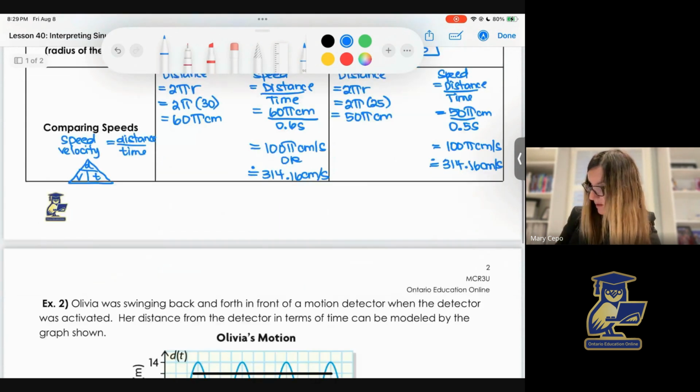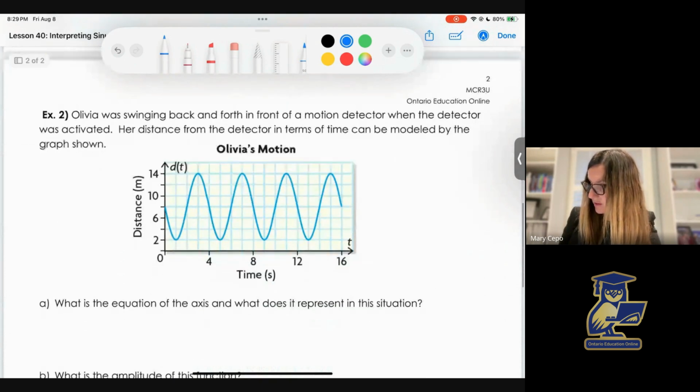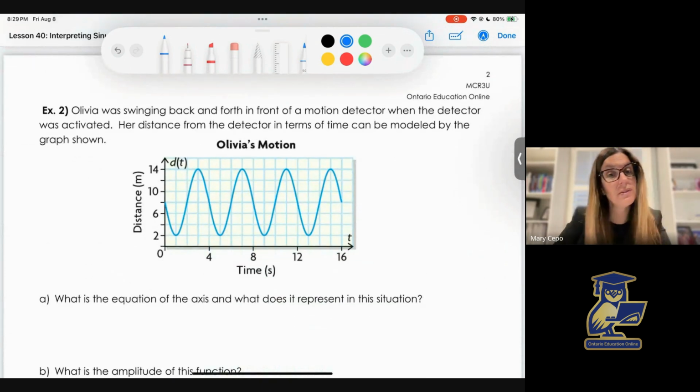Okay, moving on to example number 2. Olivia was swinging back and forth in front of a motion detector when the detector was activated. Her distance from the detector in terms of time can be modeled by the following graph. Distance is in meters and time is in seconds. What is the equation of the axis and what does it represent in this situation?